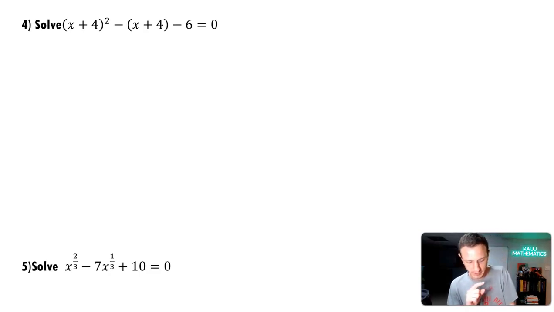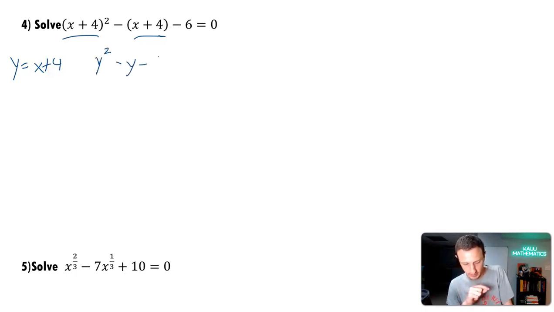If you have this x + 4 being squared, minus x + 4, you notice this term of x + 4. Let's rewrite this. Let's say y is equal to x + 4. Look what happens. If I substitute y for x + 4, I get y² − y − 6 = 0.